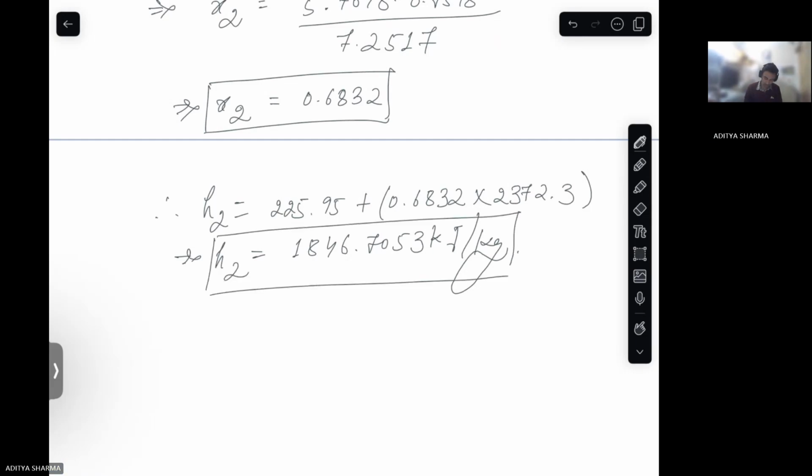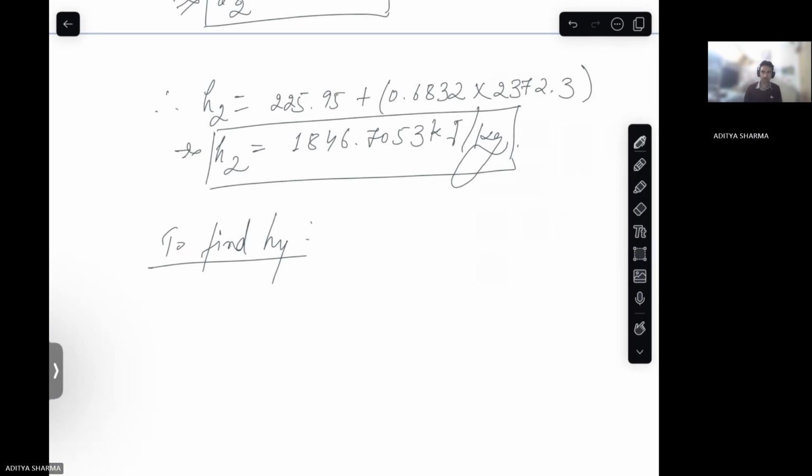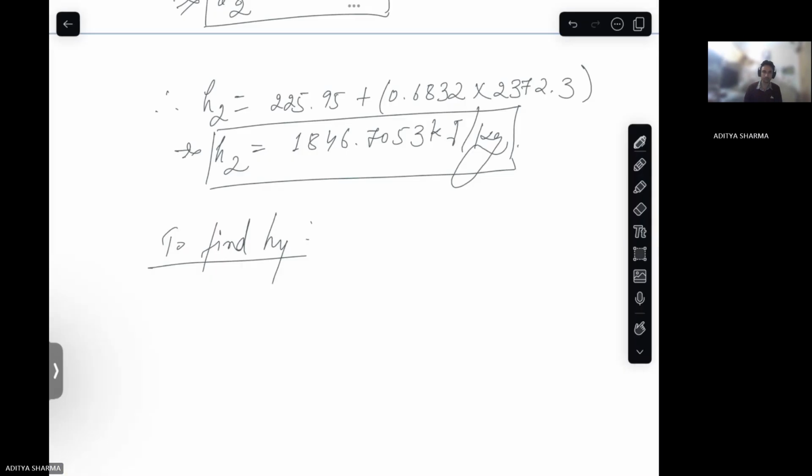All right, so now we have h2 also. H1 we had, H3 we had, we calculated H2, but now we want to calculate H4 also because that is also required to find heat added. So how can we find out H4? What can we do? We can use this expression: H4 equals H3 plus something. We have learned this in our lectures 3 and 4, so we can use this.